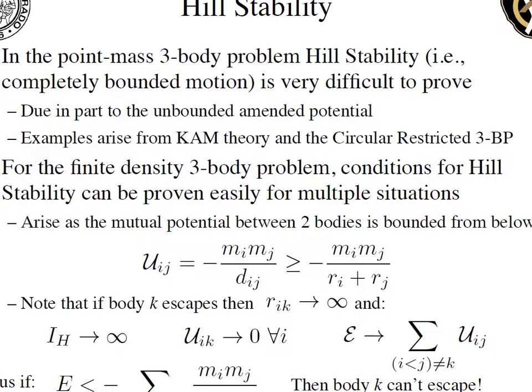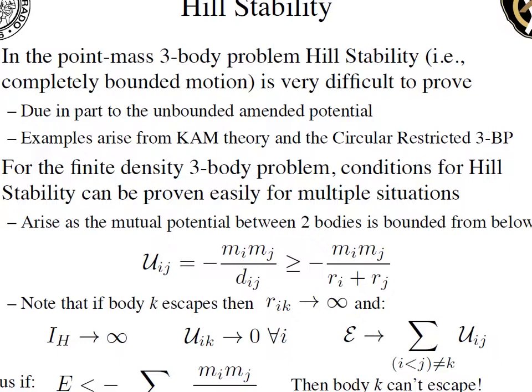For the finite density three-body problem, however, the conditions for Hill stability can be proven very easily for multiple situations. This arises because the mutual potential between two bodies is now bounded from below, where we have this sum being the radii of those two spheres. So the mutual potential between any two bodies must be greater than this.